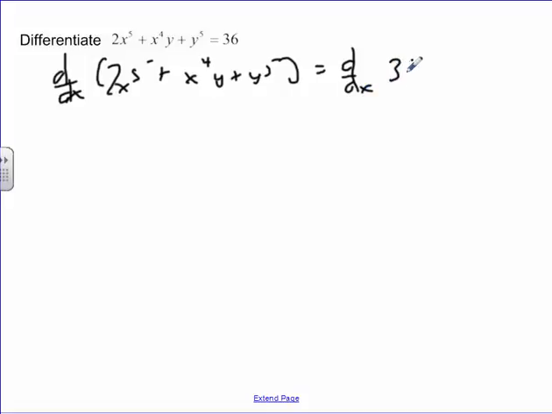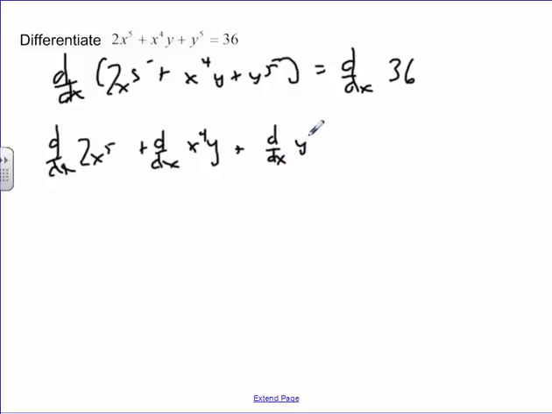Okay, so I'm hopping right into my first step. I'm going to take the derivative of both sides. And really, this derivative right here means that I can do it for all three of them. So I can do the derivative of 2x to the 5, the derivative of x to the 4y, and the derivative of y to the 5. And this one right here, why don't I take this derivative right off the bat? Because the derivative of a constant term is 0. So there, I'm done with this derivative.